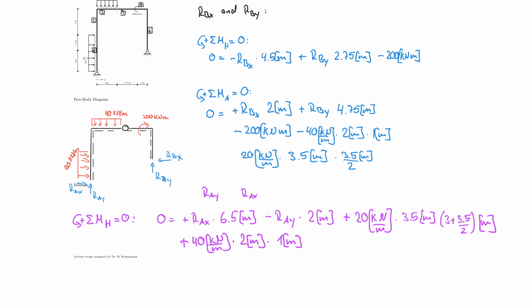Now I can set up my second equation for this cut. So the sum of the moments about B being equal to 0, counterclockwise positive, and 0 is equal to RAX. And what is RAX now? RAX is the distance from here to here. So that would be 2 meters, and it's turning counterclockwise. So therefore it's positive. So plus RAX times 2 meters.